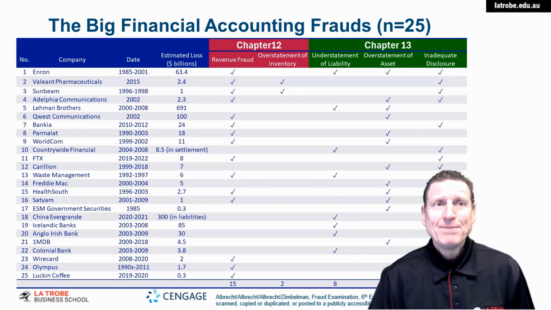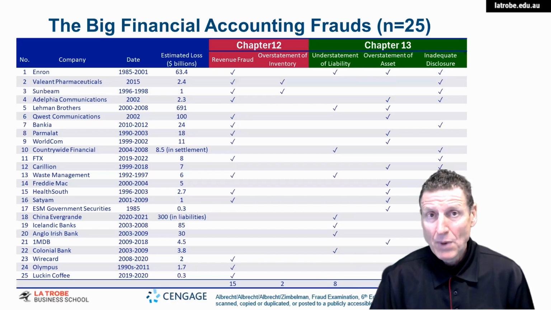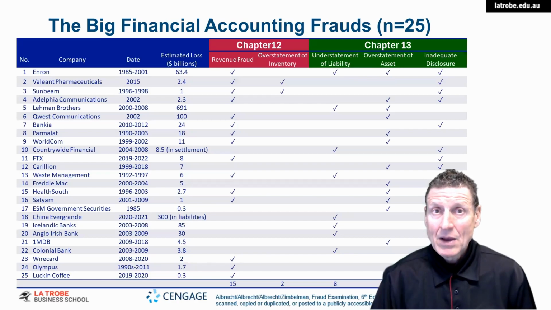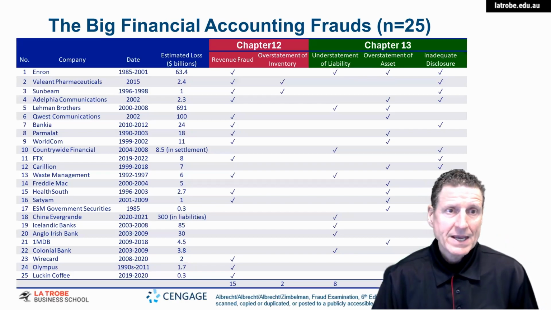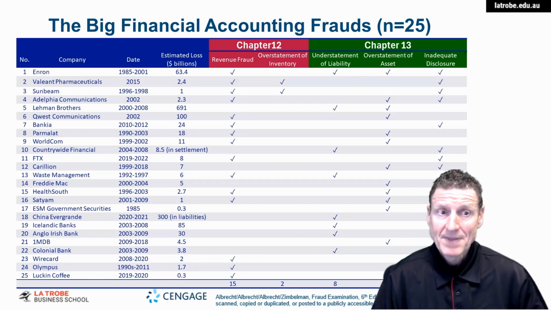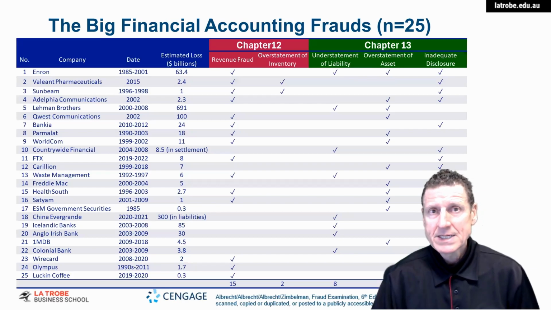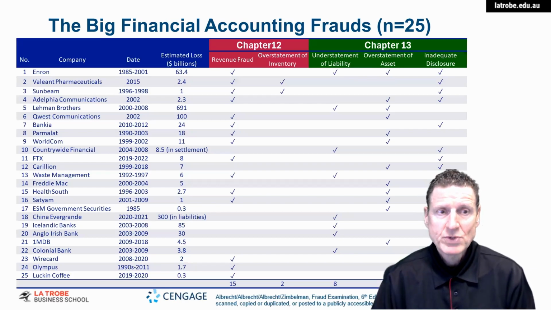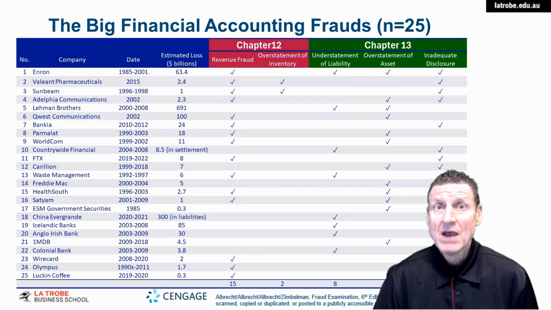As you can see, the big financial accounting frauds I've listed, there are 25 here. Of course, there are many more, but all of these have reported losses of over $1 billion US, except for 2 of them. There was that very early one, ESM Government Securities, 1985. I mention that because it's in the textbook. And also Luckin Coffee, because it's closer to home in Asia. It was a big one most recently, 2019 and 2020, and even that was 300 million. But every other one, the estimated losses is a minimum of $1 billion US. So these are massive frauds.